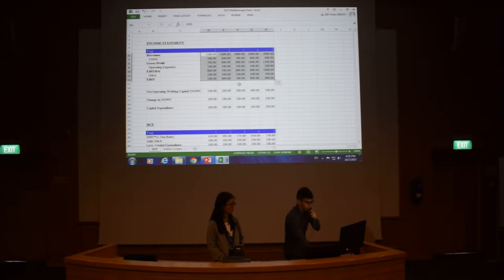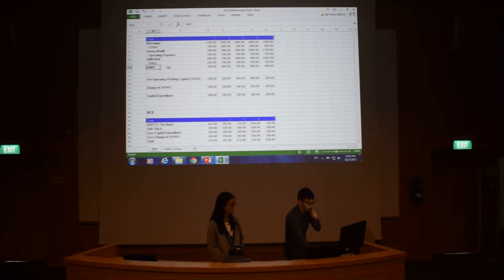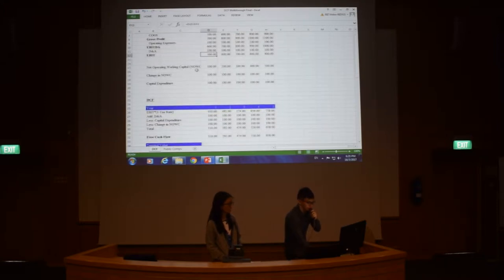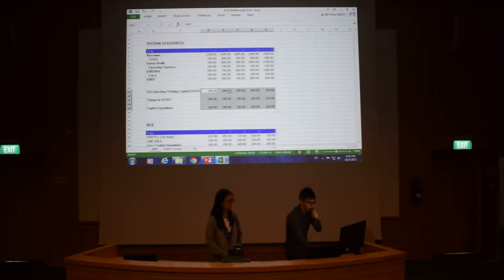So you go to the income statement, you can easily get all these numbers from your 3FS, and then we will start with EBIT, which is your earnings before interest and tax. And then we also have other values that you can get from our 3FS, which is our net operating working capital, or NOWC for short, the change in net operating working capital, and your CapEx, or your capital expenditure.